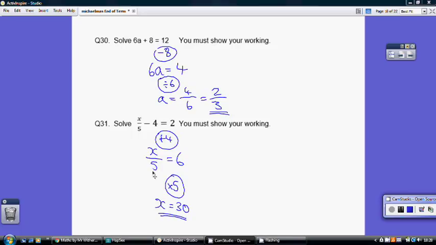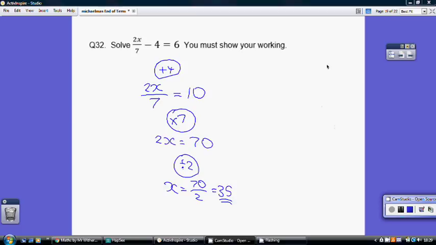So to undo a dividing by 5 we've got to choose to multiply both sides by 5. So on the left hand side that undoes the dividing by 5, so we're just left with x, and on the right hand side 6 times 5 equals 30. And again I suggest you check your answer, just check this is right. 30 divided by 5 is 6, and 6 take away 4 is indeed 2.